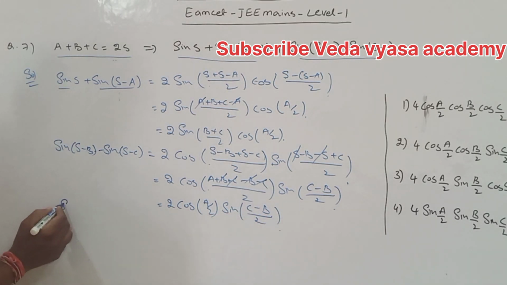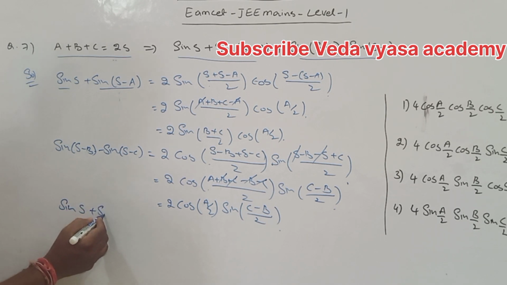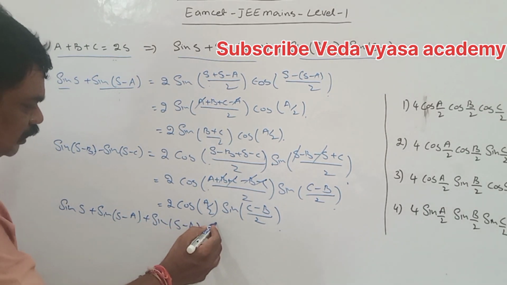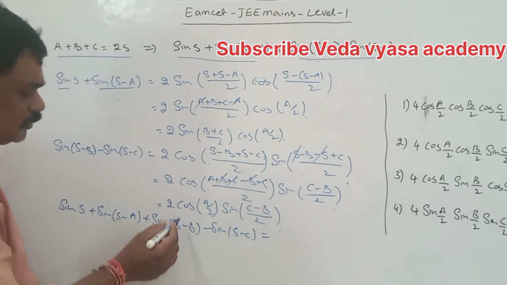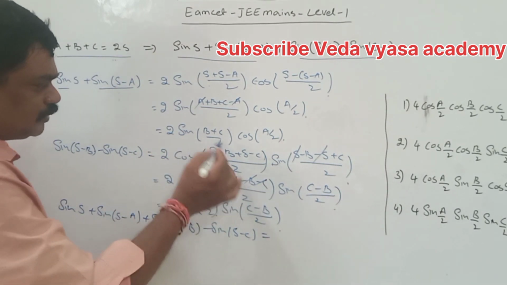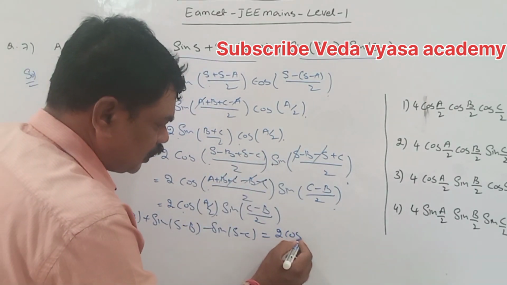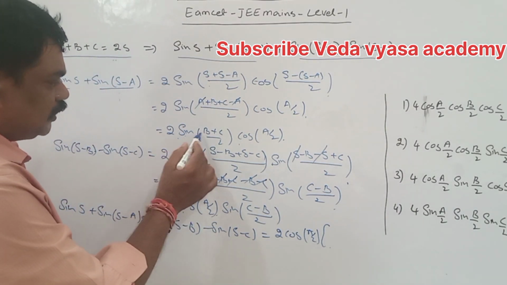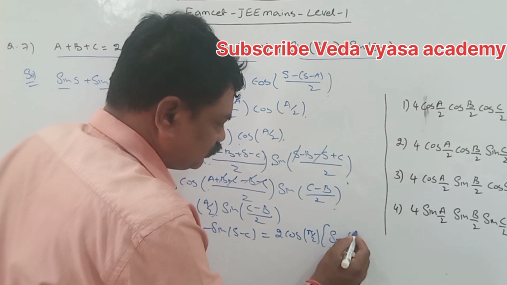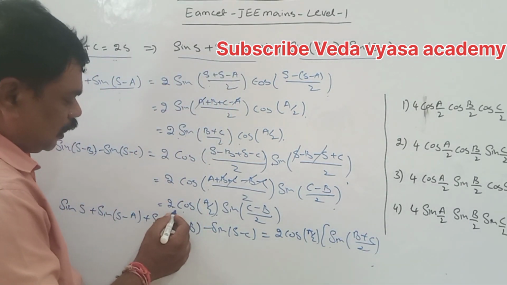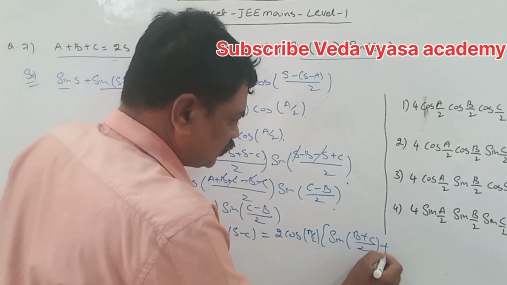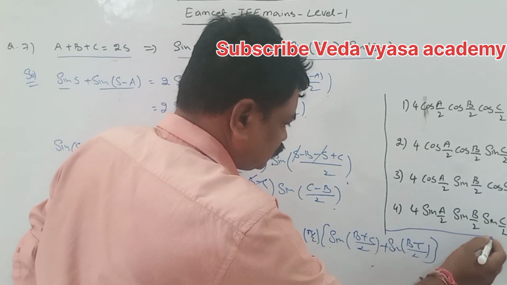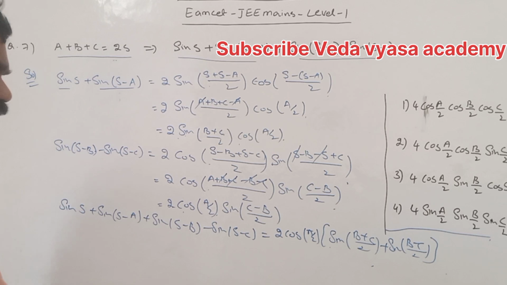So we have sin s plus sin(s minus a) plus sin(s minus b) minus sin(s minus c) equal to, these both have 2 cos a by 2 common. With 2 cos of a by 2 as common, the remaining is sin of (b plus c)/2 plus sin of (b minus c)/2.